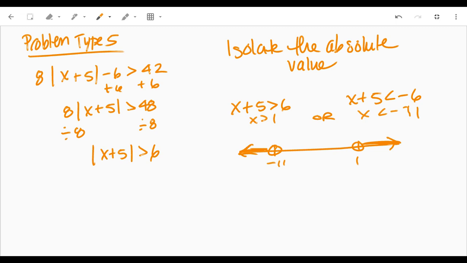Okay, let's get another one here. We're almost done. Okay, so this one, we have 9, absolute value w minus 1, minus 4, less than or equal to 23. Okay, so isolate your absolute value. We're going to add 5 to both sides. I'm sorry, 4 to both sides.